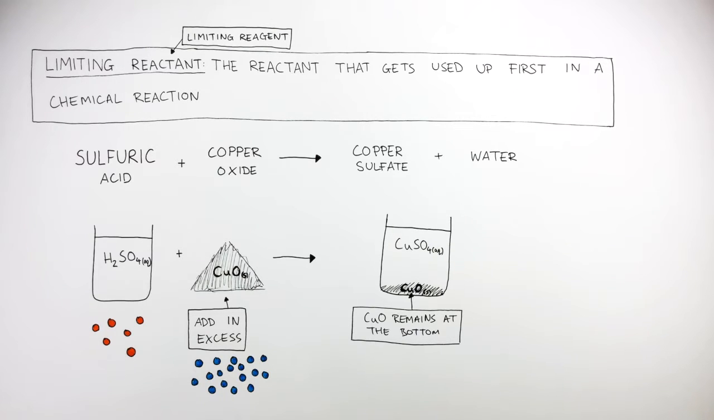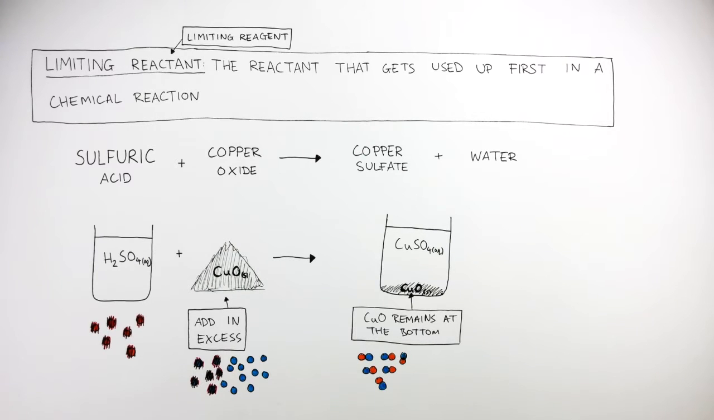There are 6 particles of sulfuric acid and 17 particles of copper oxide. So when they react, this means only 6 particles of copper sulfate can actually form, because there cannot be more copper sulfate than there is sulfuric acid. So in this example, there are 11 particles of copper oxide left in the reacting mixture.